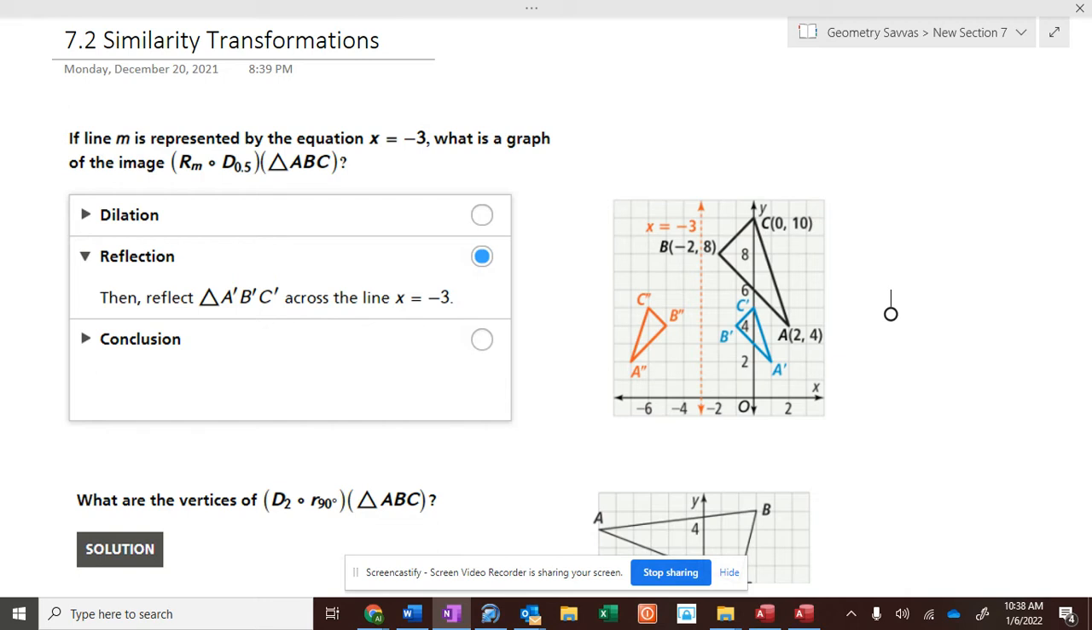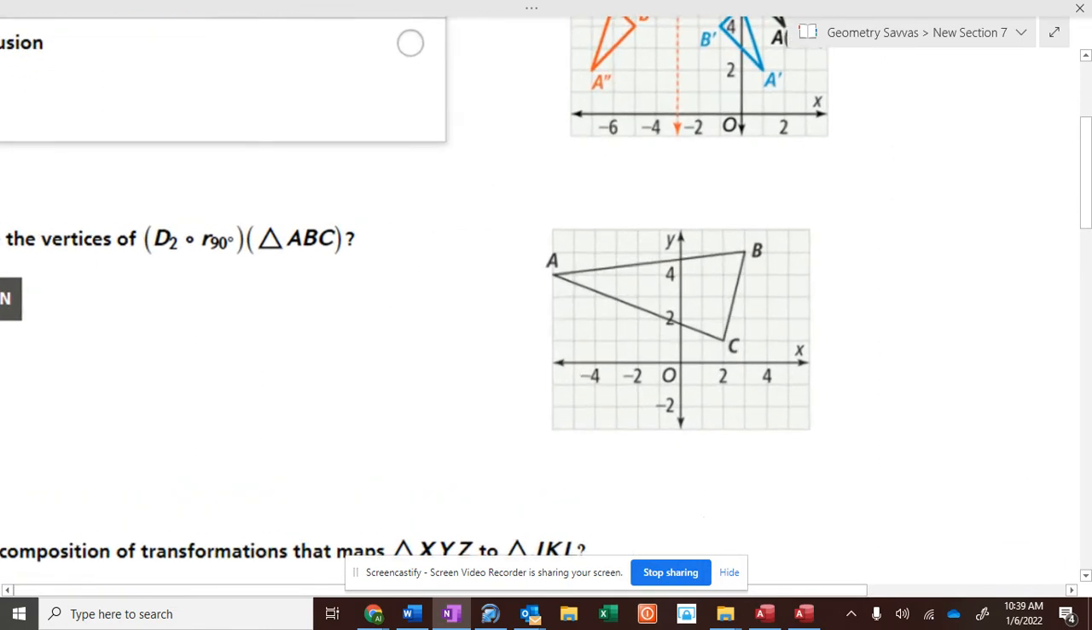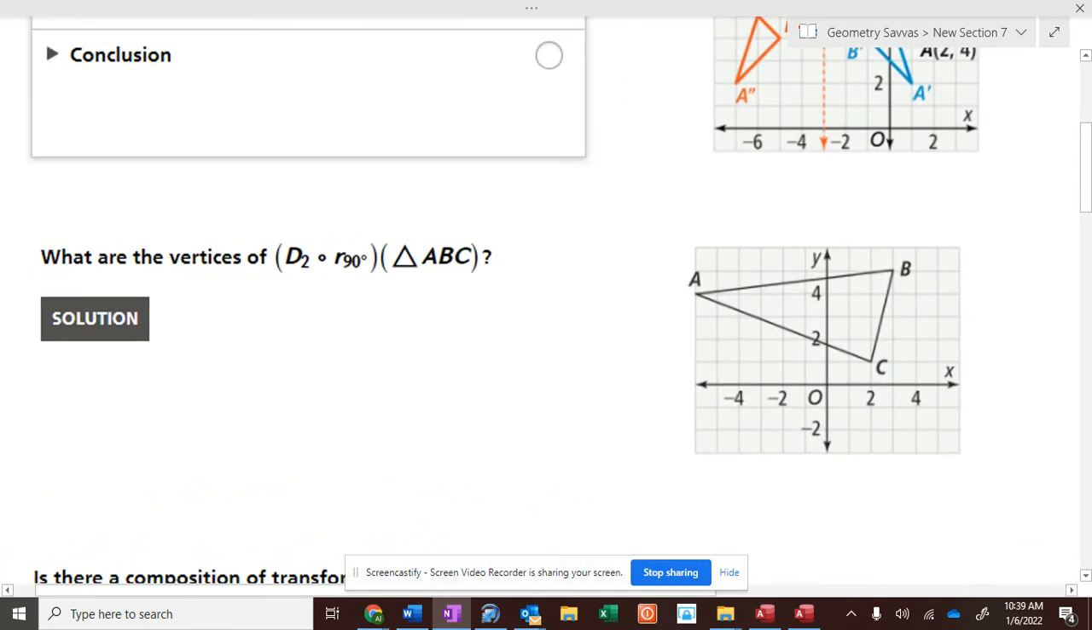Okay? Then it says reflect across line M. Line M is the line x equals negative 3, which is a vertical line there. So if we reflect across it, C prime is 3 away, so C double prime will be 3 away. If this is 2 away, it's 2 away. If this is 4 away, it's 4 away. That's how you do a reflection, okay? So it's a combination of a dilation and reflection here, which is a similarity transformation. So we're going to do a similarity transformation right here, okay?